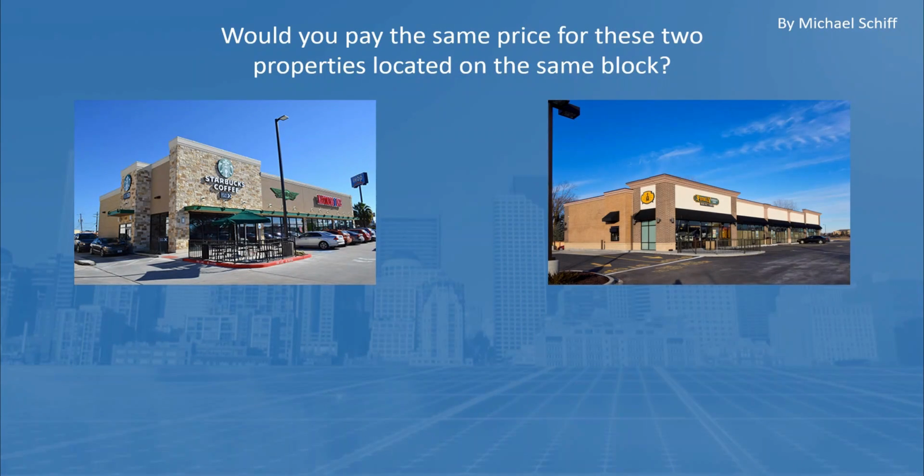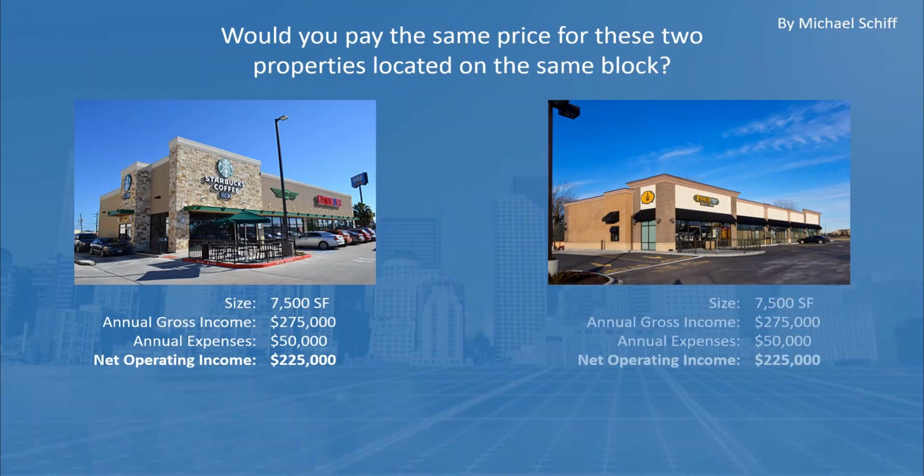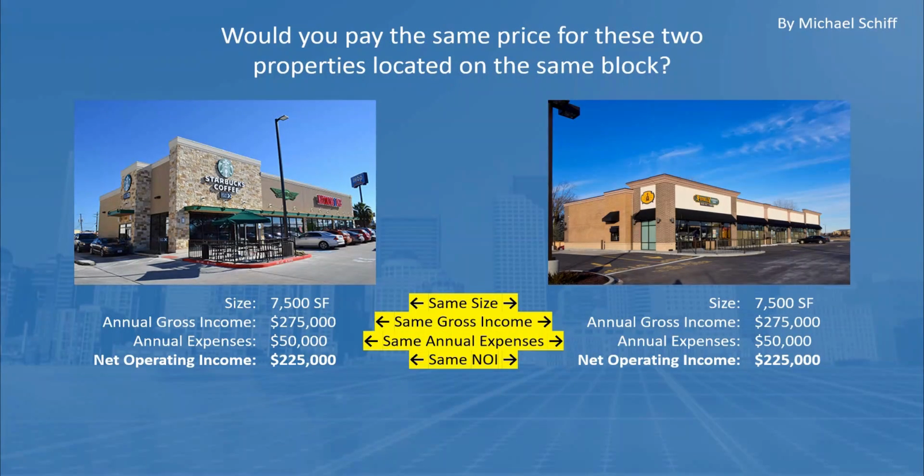We have two properties that are located on the same block. They seem to be identical in just about every single way. Let's say they're the same size, the same annual gross income, the same annual expenses, and therefore they both have the exact same net operating income. Would you pay the exact same price for both properties? Before you answer that, let me tell you what's different about the two properties.